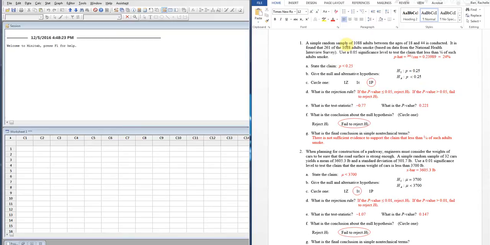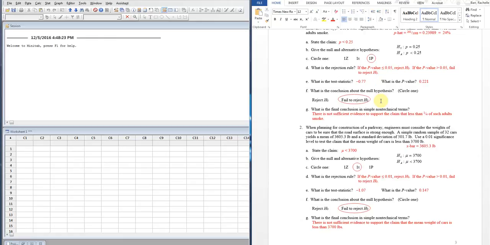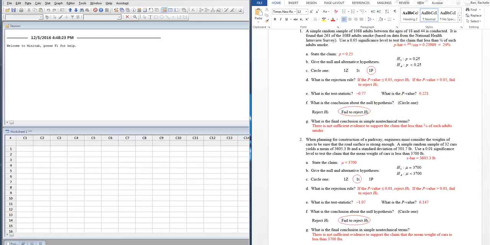Since this is clearly a proportion, we're looking at some defined success out of our sample. We know that our p-hat is going to be about 24%, which is pretty good. So I'm not going to be doing a z, not going to be doing a t. I'm dealing with proportions. I'm definitely doing a p. So my rejection rule is that if my p-value comes out smaller than 5%, then I will be rejecting. If it comes out bigger, then I will be failing to reject. So first thing we're going to ask ourselves, what's our test statistic and what's our p-value? I'm going to use Minitab to do that.